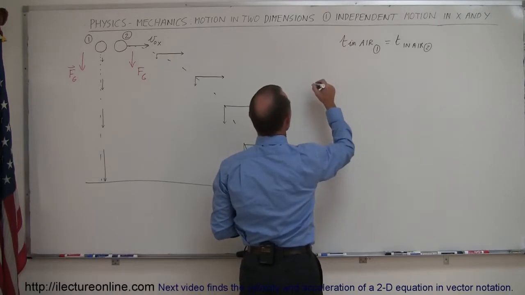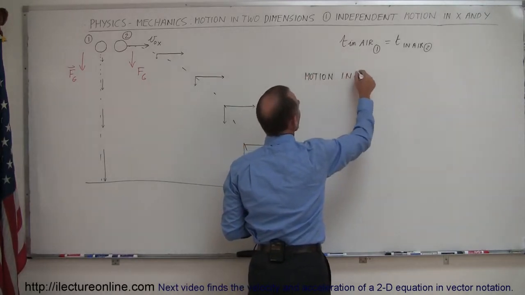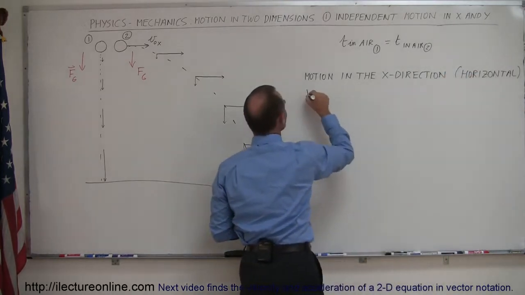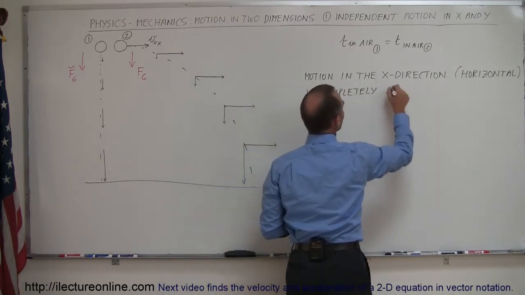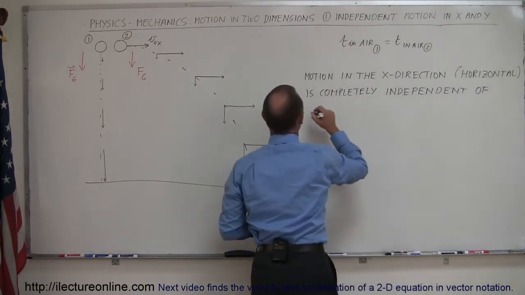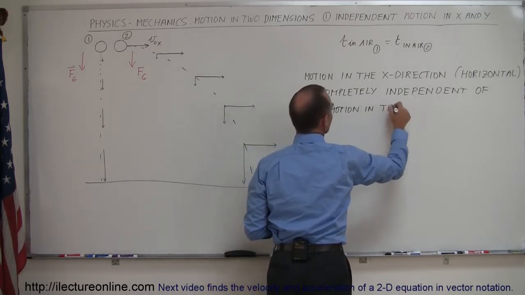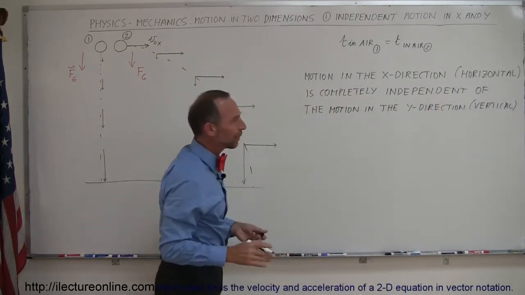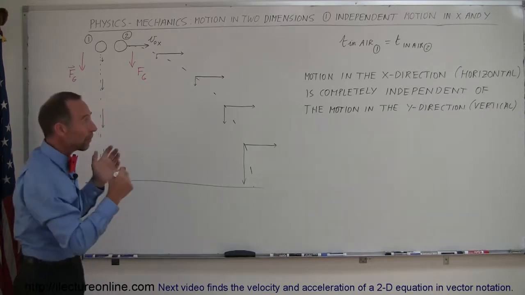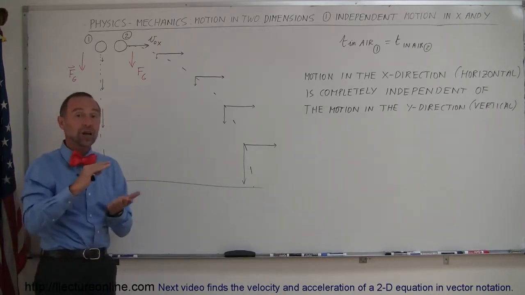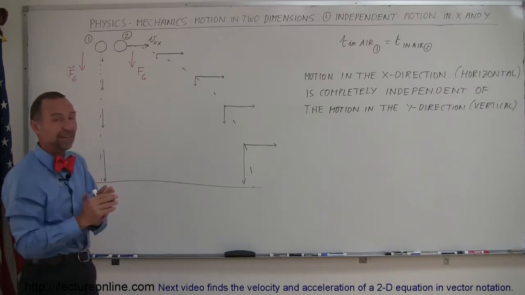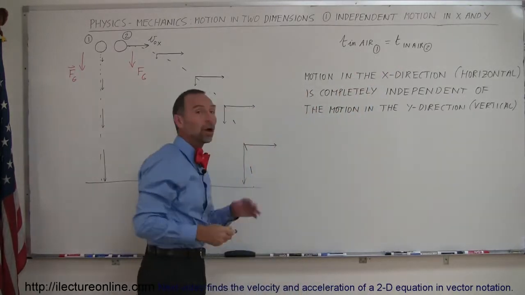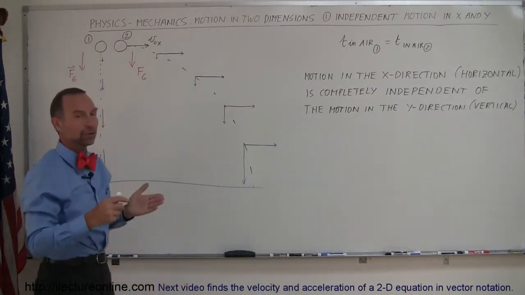Also, we should always keep in mind that the motion in the x direction, the horizontal direction, is completely, and I mean completely, independent of the motion in the y direction, the vertical motion. Why did I take the time to write that down? It's a really important concept. In all projectile motion problems, you can look at the horizontal motion and the vertical motion completely independently, as they have nothing to do with each other. The only link is that the time in the air depends upon how long it takes for the object to hit the ground in the vertical direction.